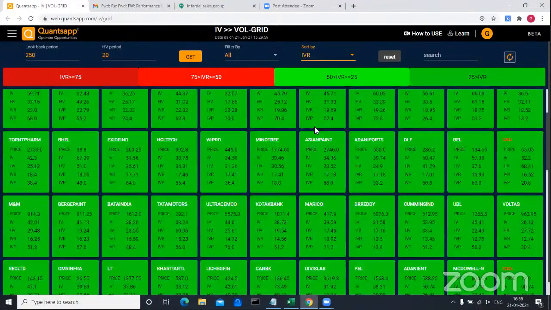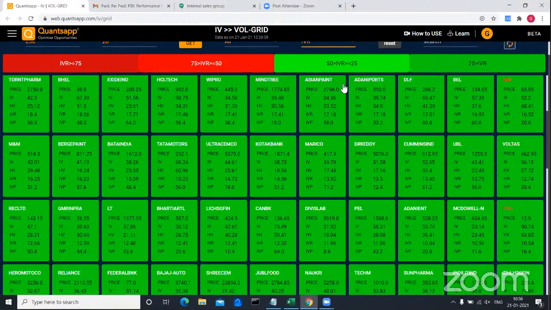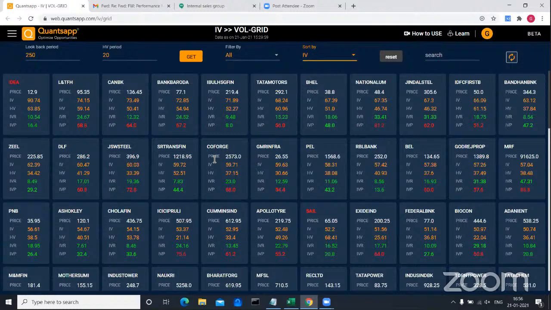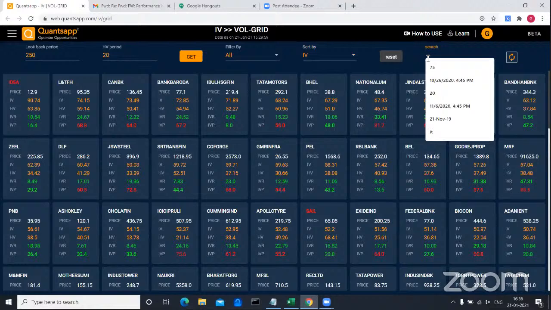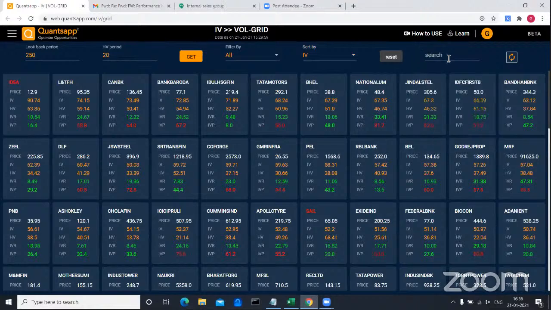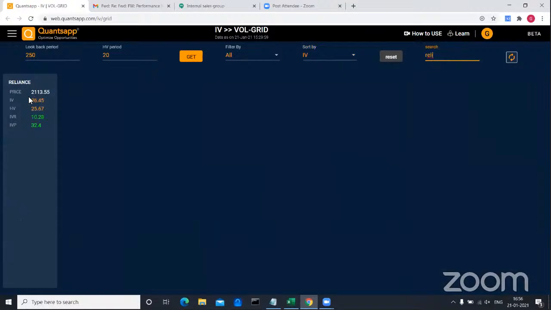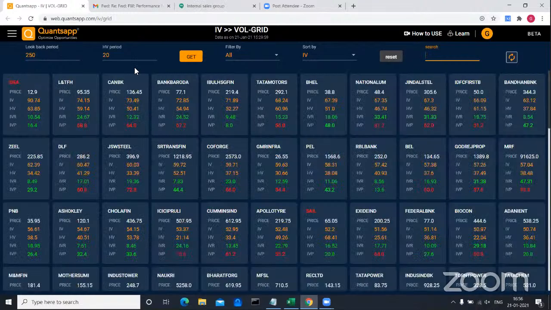So this is a point, this is a grid. It's basically giving an overall view of all these stocks about the IV, HV, IVR and IVP. And more precisely, as we have seen, lots of filtration which you can do here. And you can also search for a particular stock if you want to look, let's say Reliance. So I can see the price, IV, HV, IVR and IVP. So this was about the volatility grid.